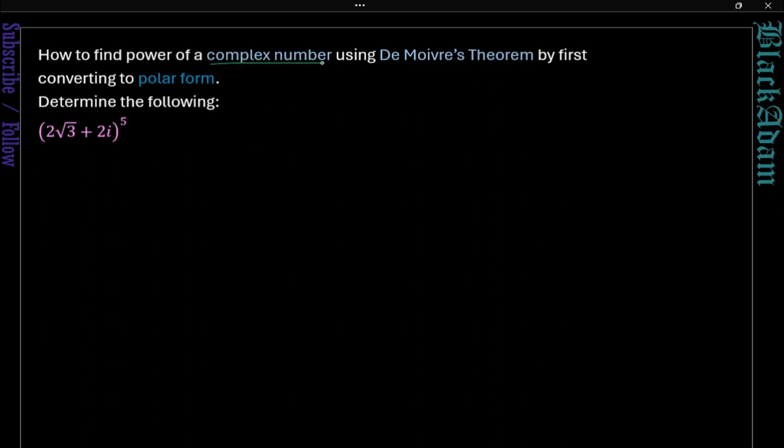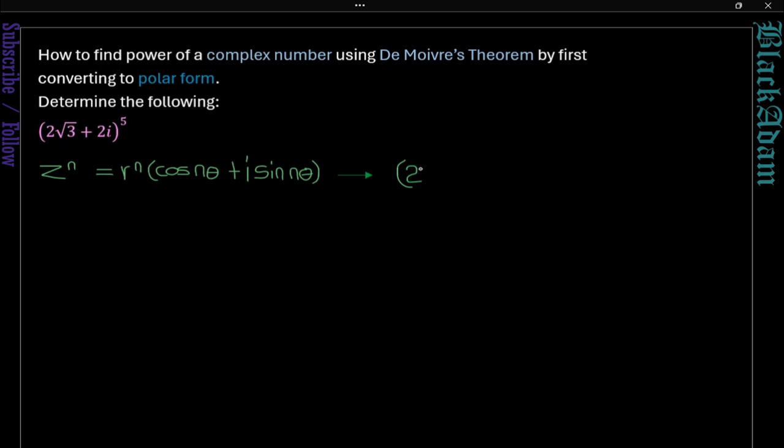Welcome to our Black Adam maths class. We have the power of a complex number, and we use De Moivre's theorem. We know that z to the power n is equal to r to the power n times cos of n theta plus the complex symbol i multiplied by sine of n theta.